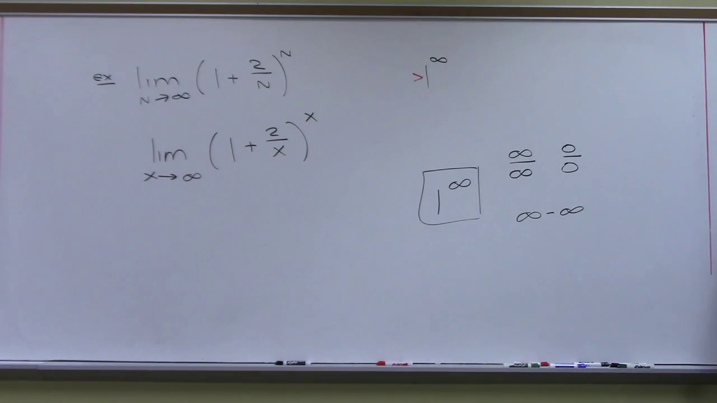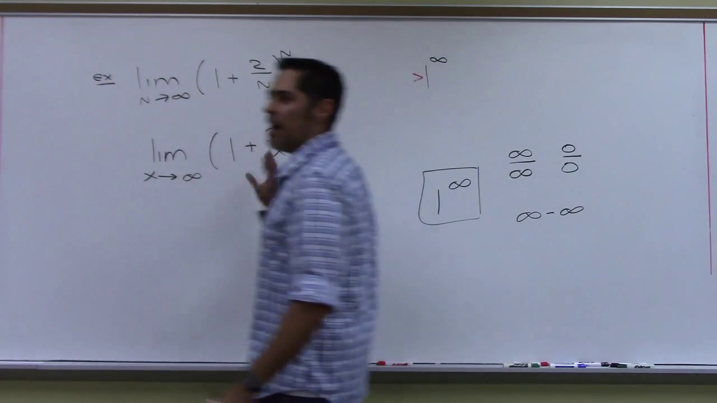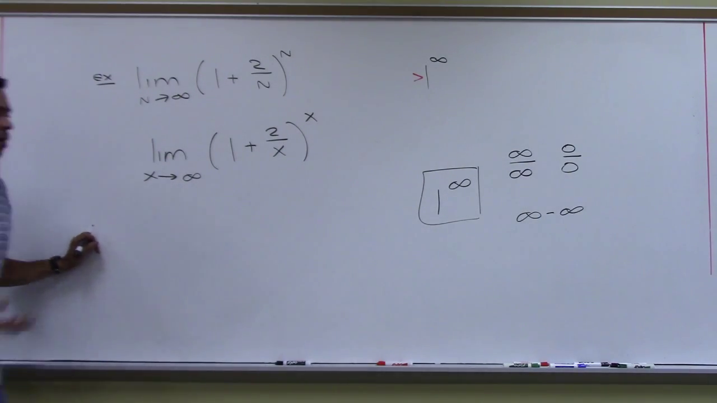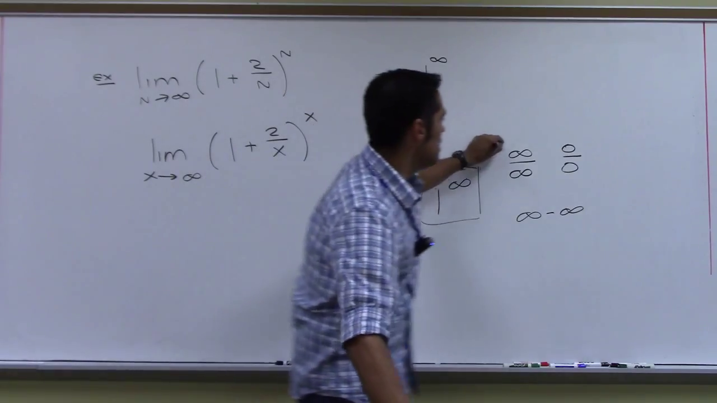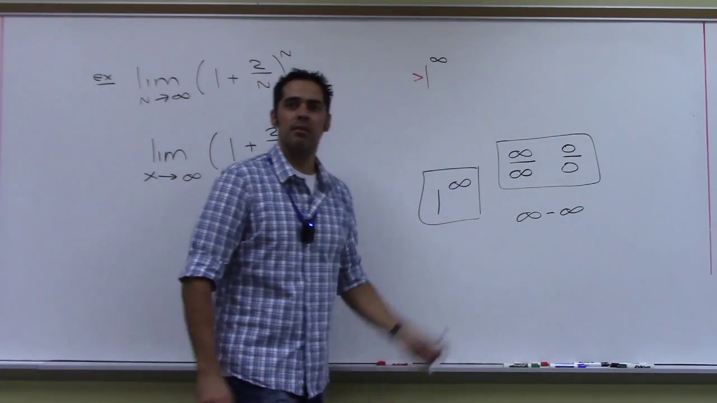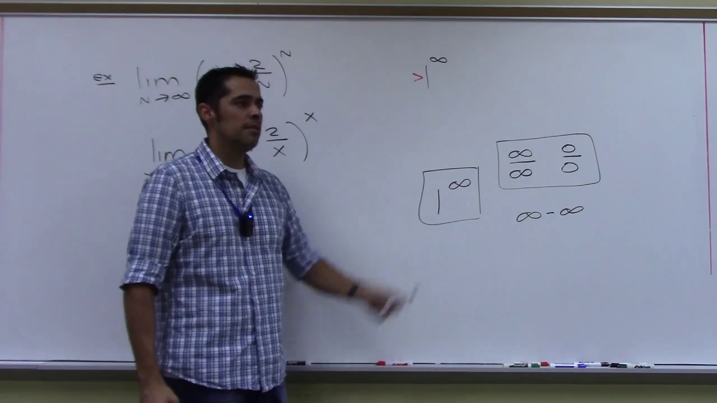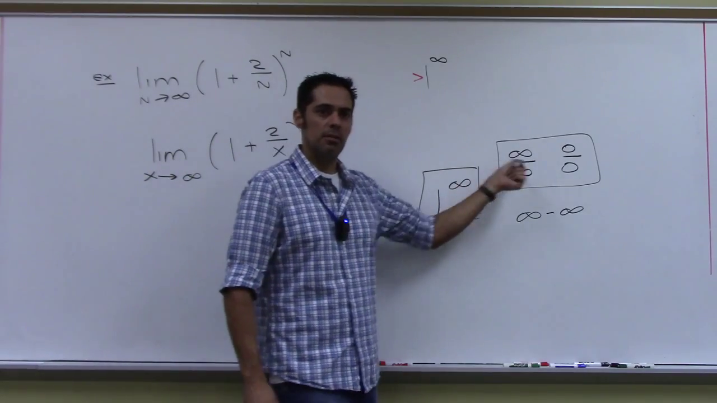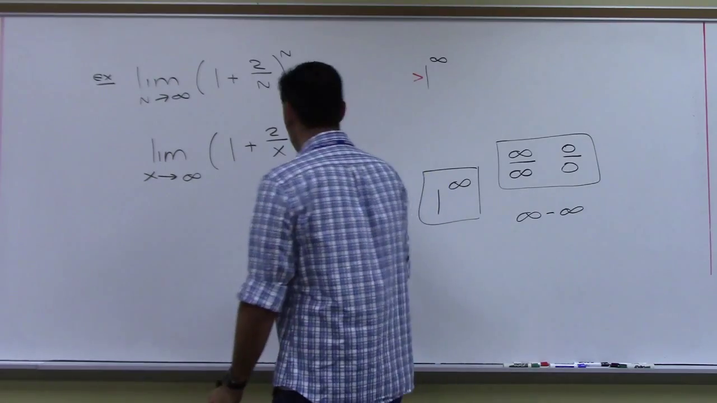I'm looking at my sequence as a function of x, right? I'm moving this thing from n's to x's so that I can use L'Hopital's rule. L'Hopital's rule, though, is only allowed to be used on these two forms, right? You're not allowed to use L'Hopital's rule on that. We have to turn this into this before we can use L'Hopital. So let's see if this rings a bell.